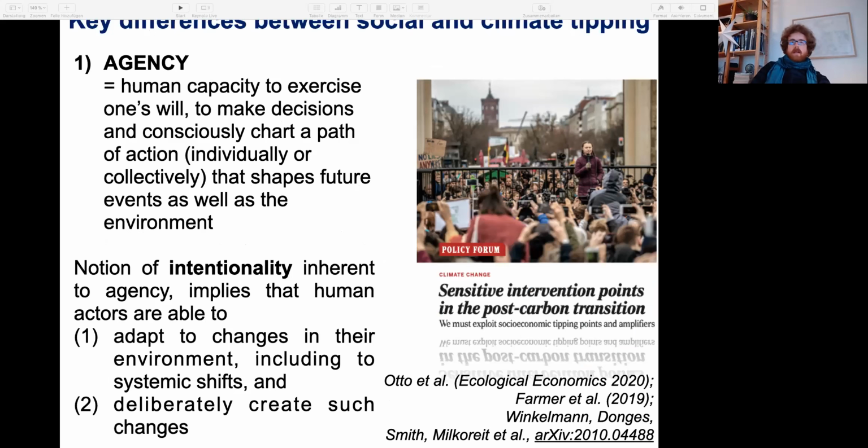So agency is the human capacity to exercise one's will to make decisions and consciously chart a path of action that shapes future events as well as the environment. And there, the notion of intentionality is important. This is something that we can only attribute in a limited way to ecological systems, but certainly not to physical systems like ice sheets or the ocean circulation. Greta Thunberg here on the right might be one such actor to whom we could attribute agency, who might have triggered a social movement like the Fridays for Future movement.